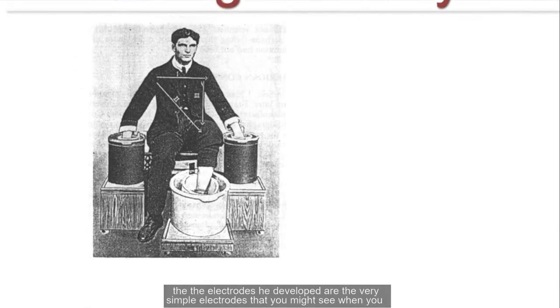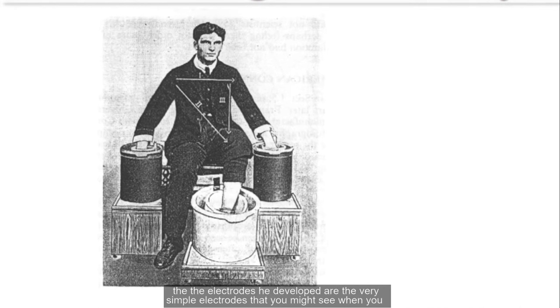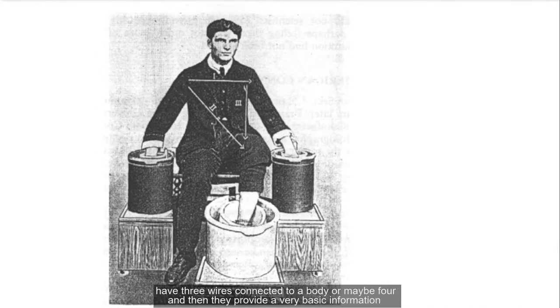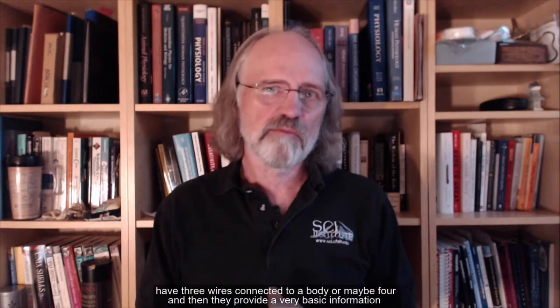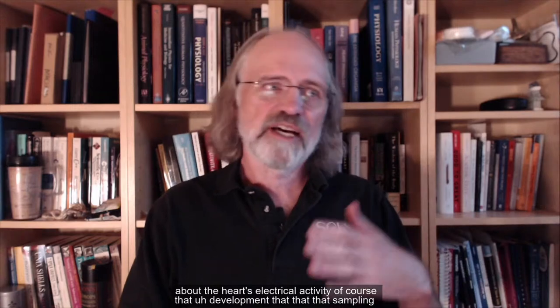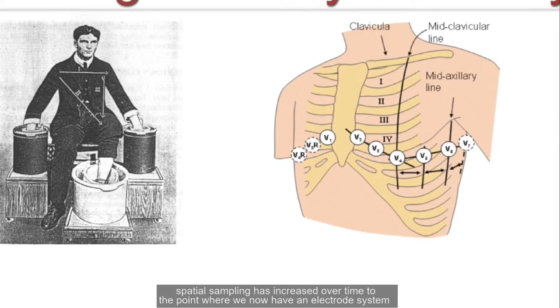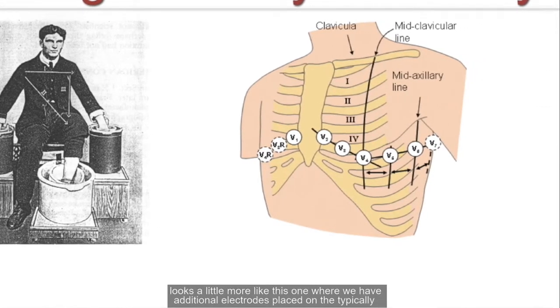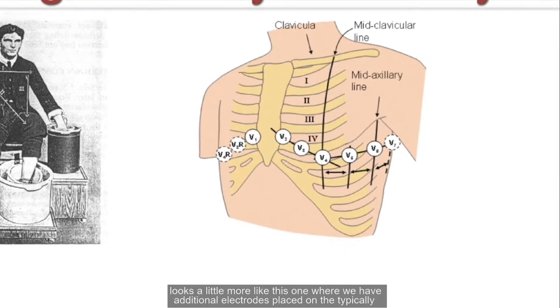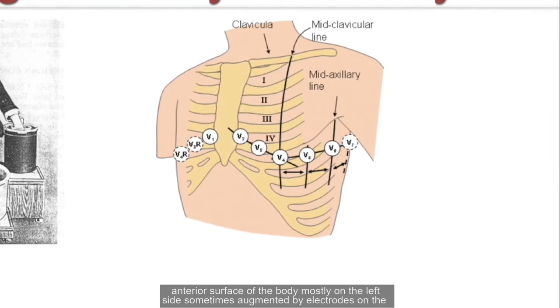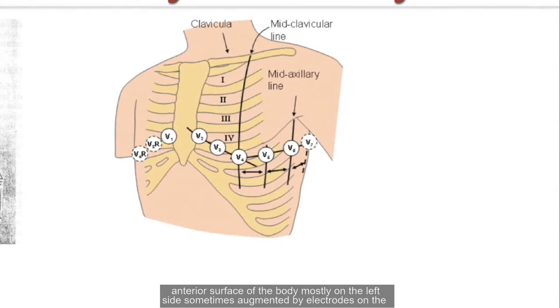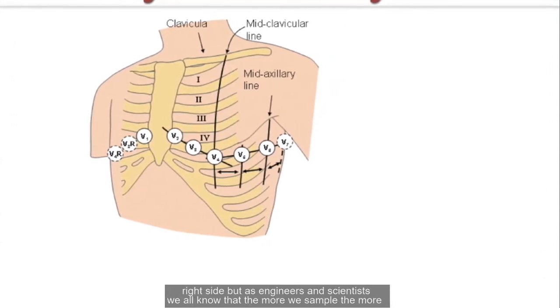The electrodes he developed are the very simple electrodes that you might see when you have three wires connected to a body, or maybe four. And they provide very basic information about the heart's electrical activity. Of course, that development, that sampling, spatial sampling, has increased over time to the point where we now have an electrode system that looks a little more like this one, where we have additional electrodes placed on the typically anterior surface of the body, mostly on the left side, sometimes augmented by electrodes on the right side. But as engineers and scientists, we all know that the more we sample, the more information we get.